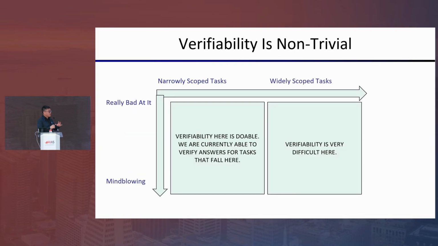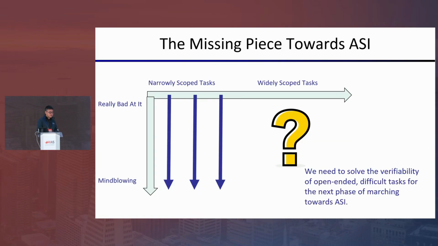More broadly speaking, for simpler tasks, very narrowly scoped, verification is kind of easy. We are currently able to verify answers for tasks that generally fall here, with some exceptions. And when we move towards widely scoped tasks, verification becomes harder and harder. So we also need to figure out a way to do this. Recently, the community has made some initial attempts to address this problem. To emphasize, we really need to solve verifiability for open-ended, difficult tasks for the next phase of marching towards artificial superintelligence.